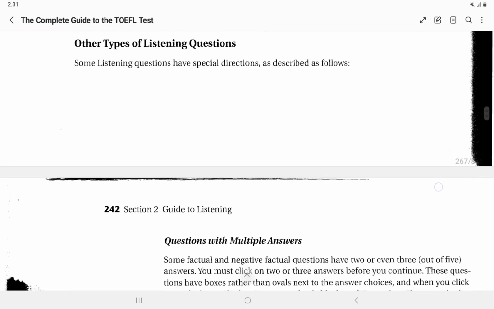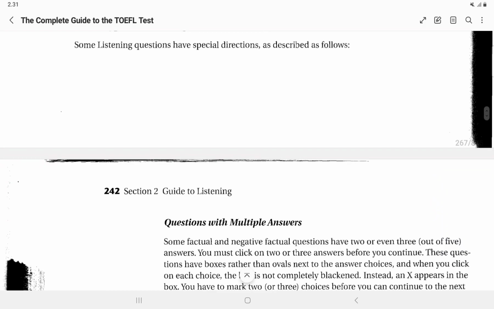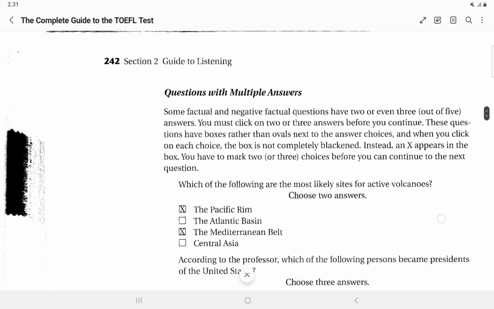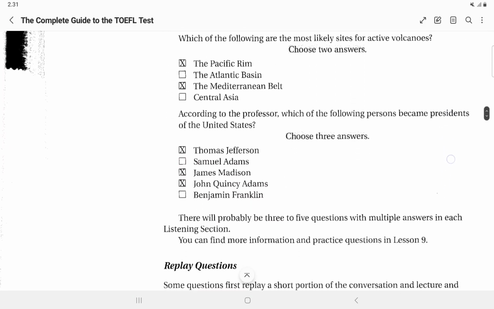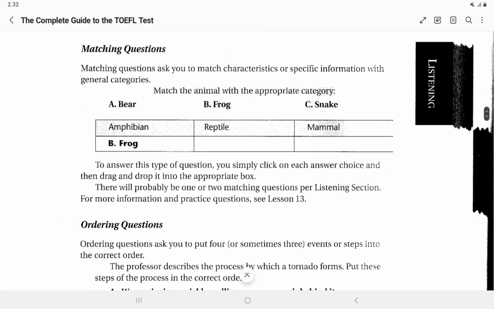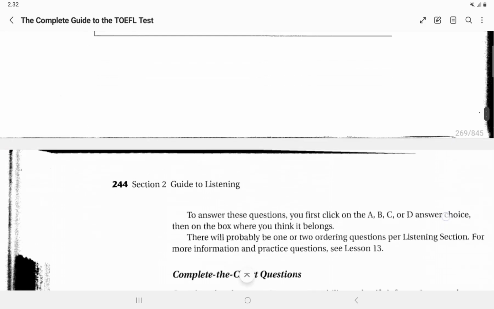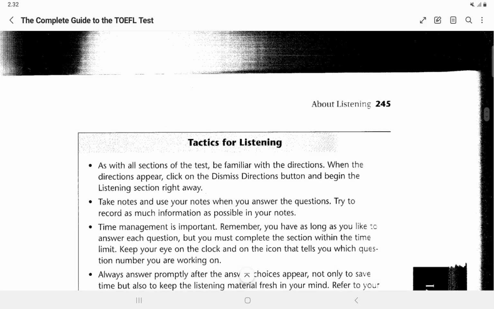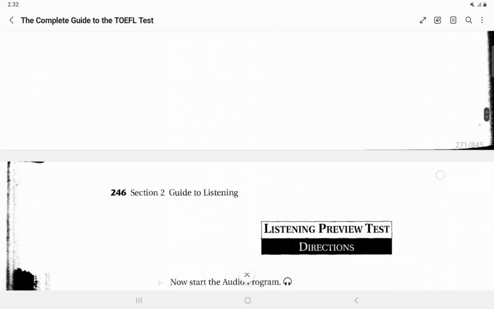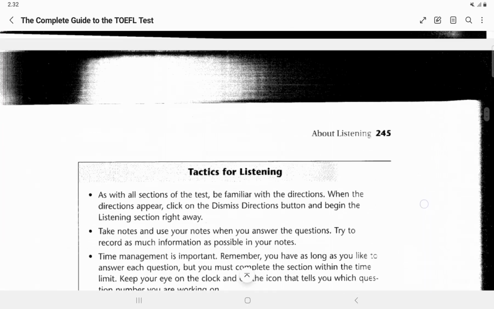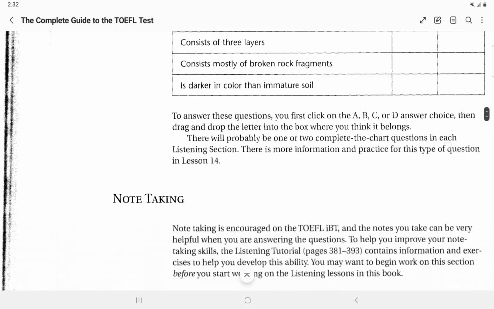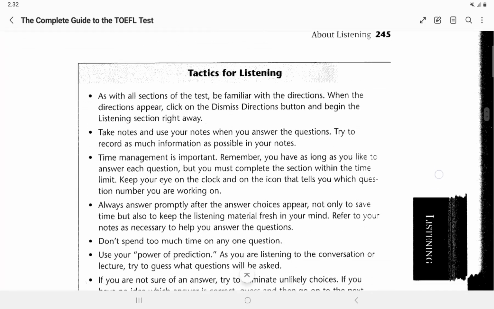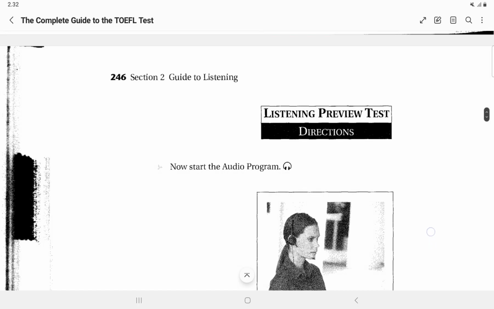Other types of listening questions. Some listening questions have special directions as described as follows. Questions with multiple answers, replay questions, matching questions, ordering questions, complete the chart questions, and there is note taking, tactics for listening.